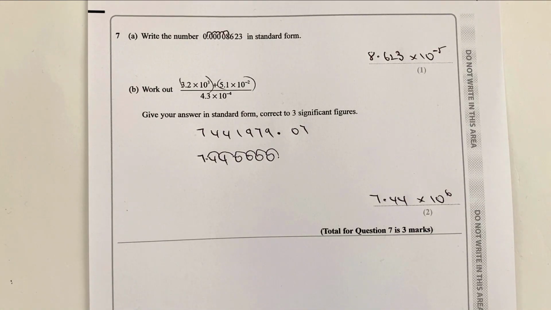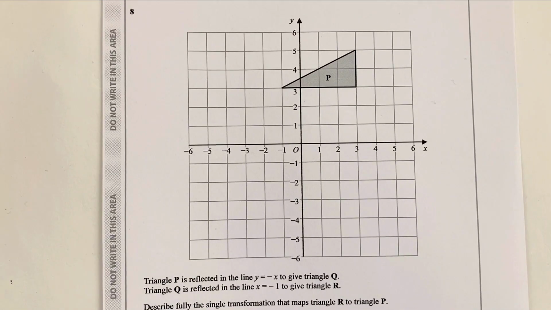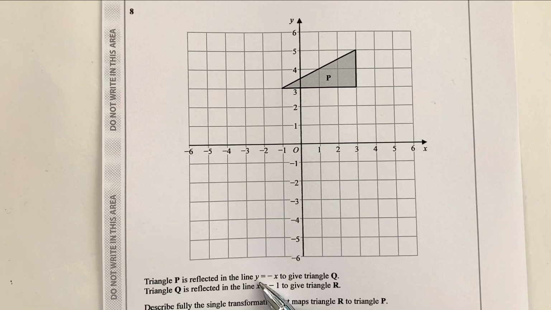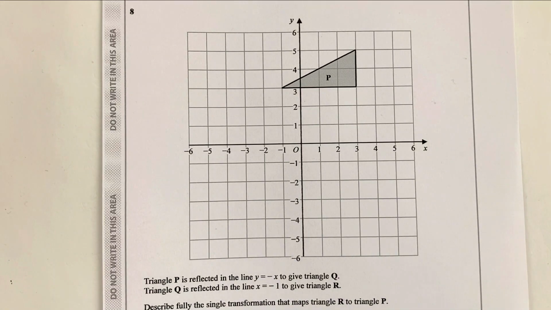Let's move on then to question number 8, which is a reflection and transformation type question. In this one we've got a little bit of work going on first, just to draw the new triangle. It says triangle P is reflected in the line y equals negative x. We're going to be very careful with that because we want to find out where y equals negative x is. You can either remember it or work it out.